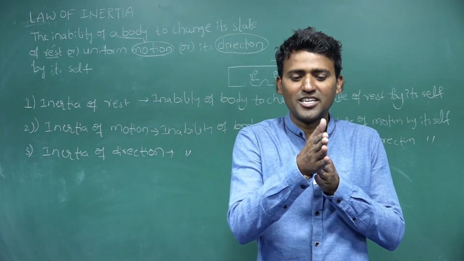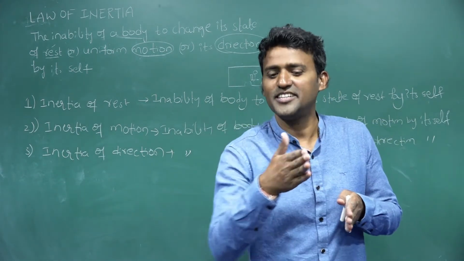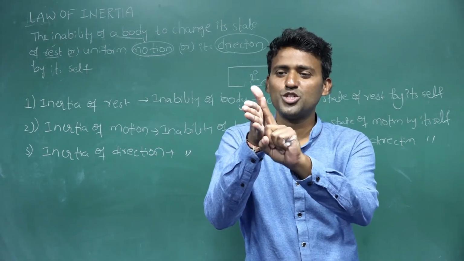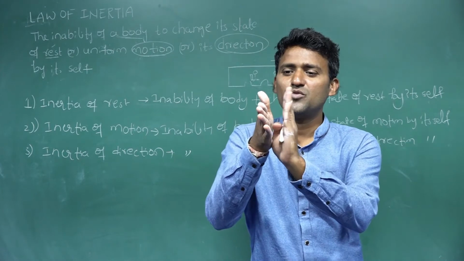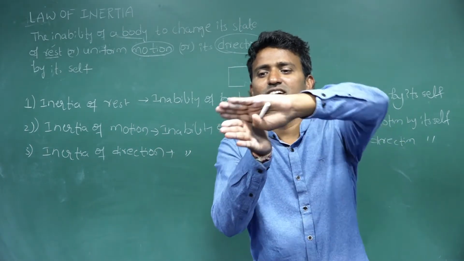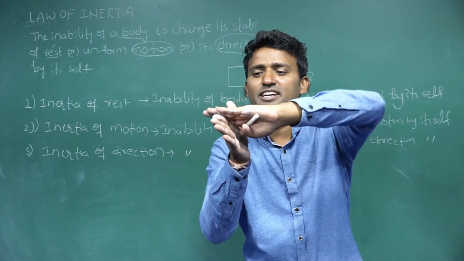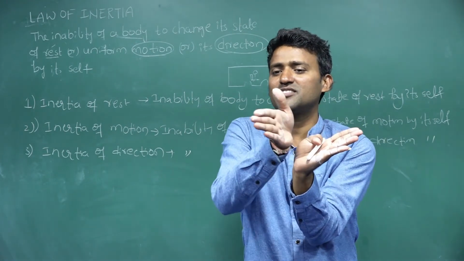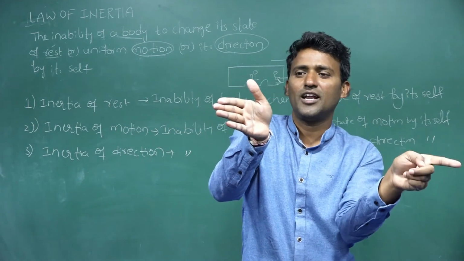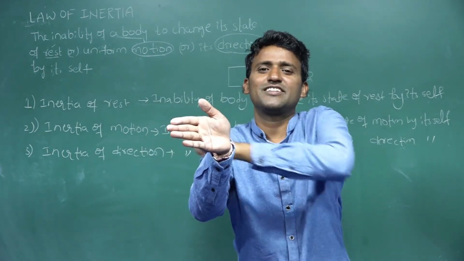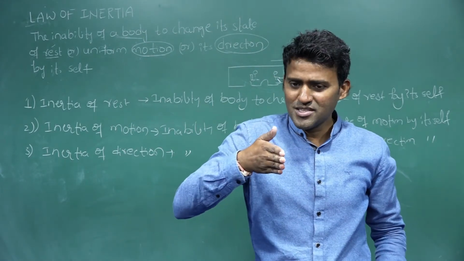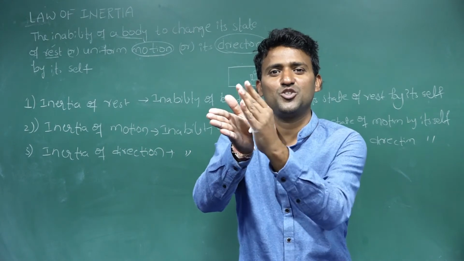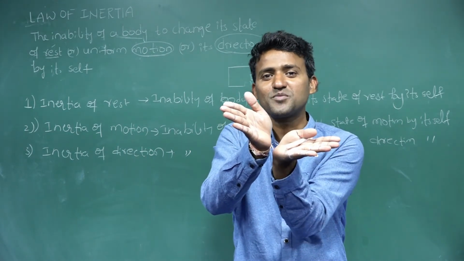When a bus takes a turn suddenly, like this, your position is here. You will move to the right side, or you fall forward, or otherwise you fall in the opposite direction. When a bus takes a turn, you will fall along this direction or along this direction. Means when the bus suddenly takes a turn, you will move in the opposite direction.